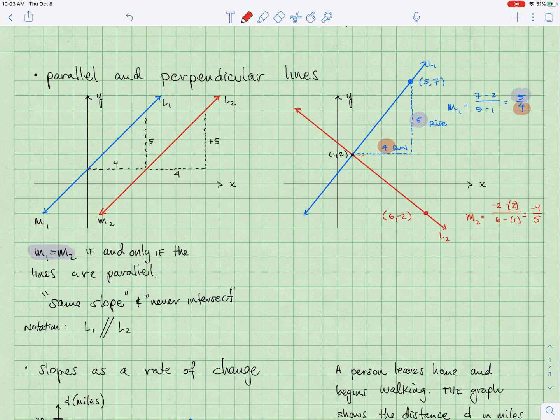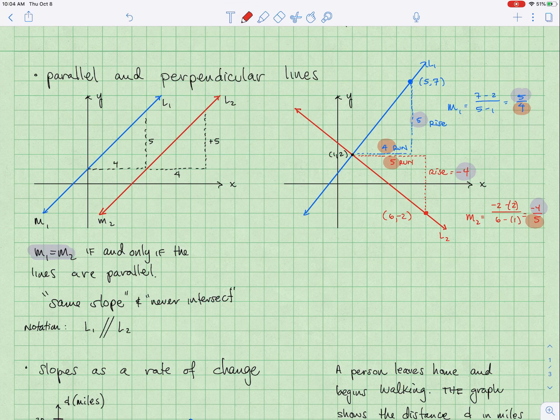And if we count this out, this goes over 1, 2, 3, 4, 5 and down 1, 2, 3, 4. So this one has a run of 5 and a rise, which actually isn't a rise here. It's actually a drop, but we still call it a rise of -4. So let's see. Yep, that looks right. Nailed it. Looks pretty good.